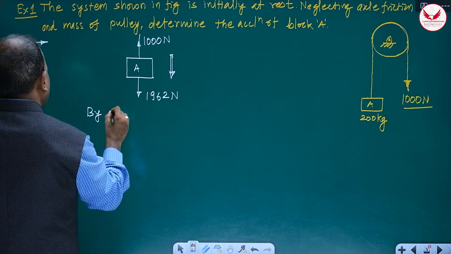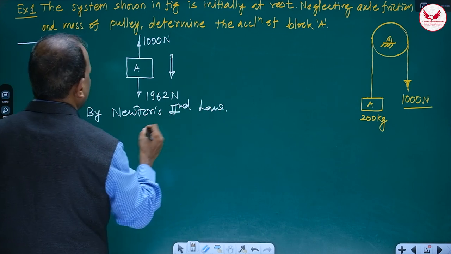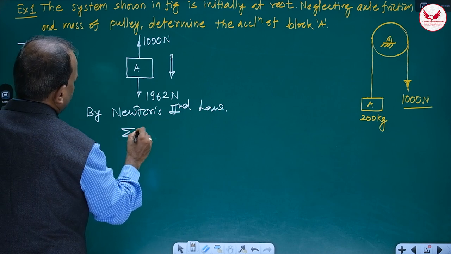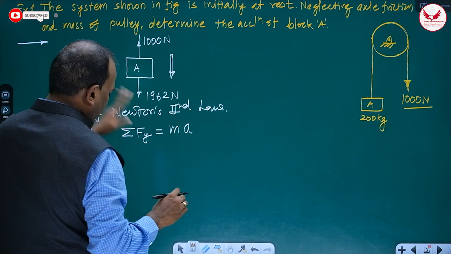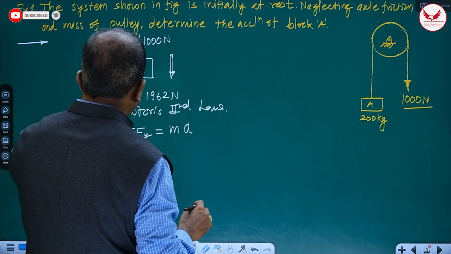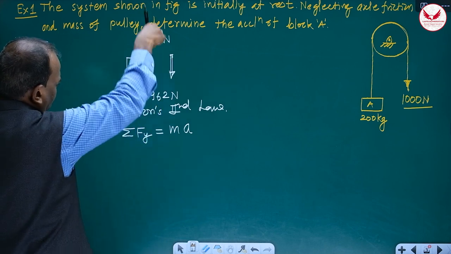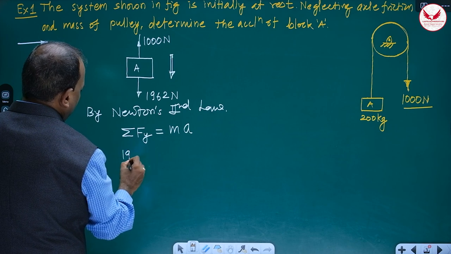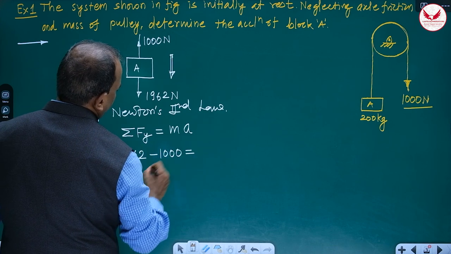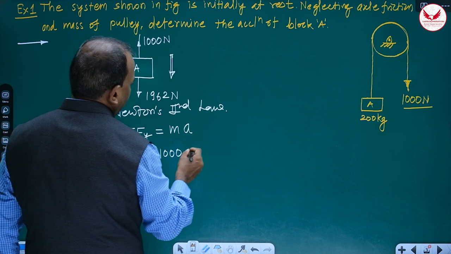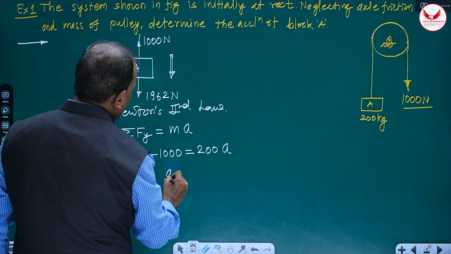Then how can we use the equation of motion or Newton's second law? In the vertical direction, we can write summation F_y is equal to m into a, because it is not moving at all in horizontal direction. Whatever a_y is, it is going to be a. Then what are the forces in the direction of motion? Now we have considered downward direction as positive. 1962 minus this tension, which is upward, is equal to the mass of this block, 200, into a, and directly we will get the answer a.